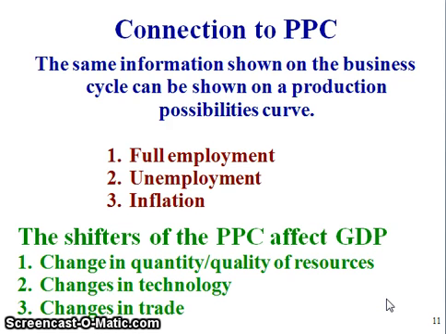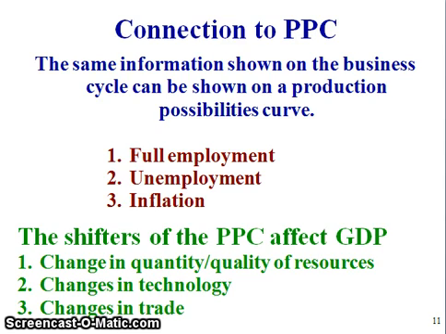Inflation in the PPC could artificially express growth by an outward shift of the PPC curve to the right. But regardless, changes in quantity or quality of resources, and changes in technology and changes in trade all impact the production possibilities curve, as well as the micro and macro, more importantly, economic climate.